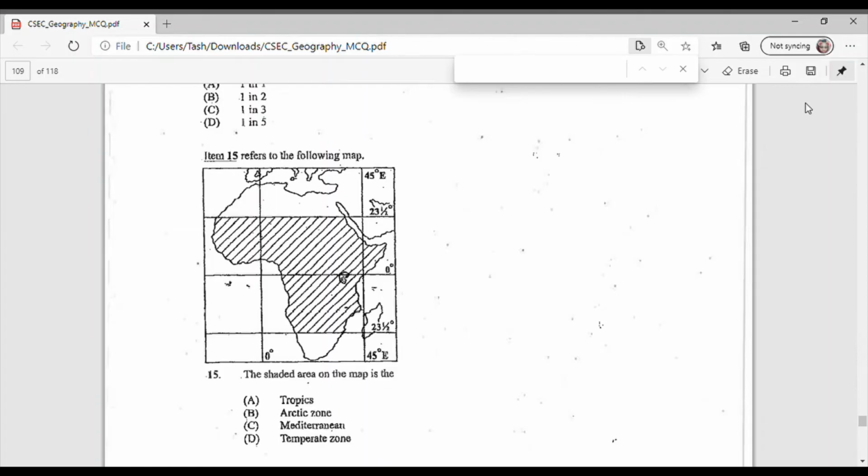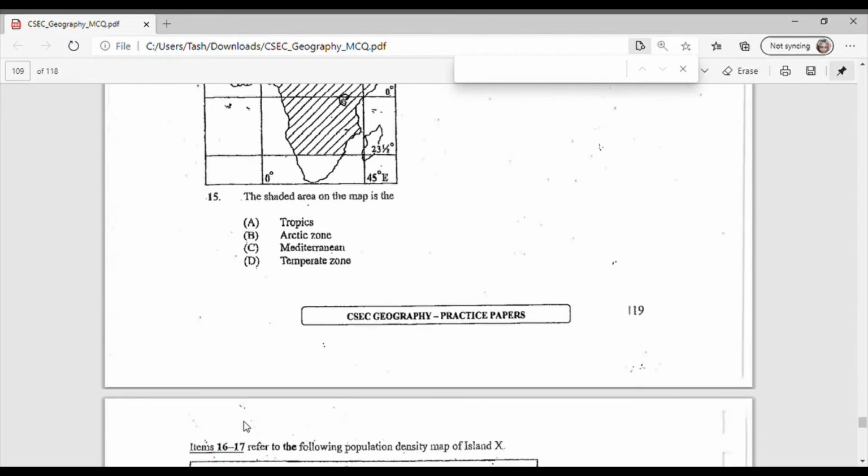Number 15, the shaded area of the map is the. So the map is shaded according to the lines of latitude here. We have 0 up to 23.5 degrees north and south of the equator. So for number 15, that would have been the tropics. That's A for number 15.